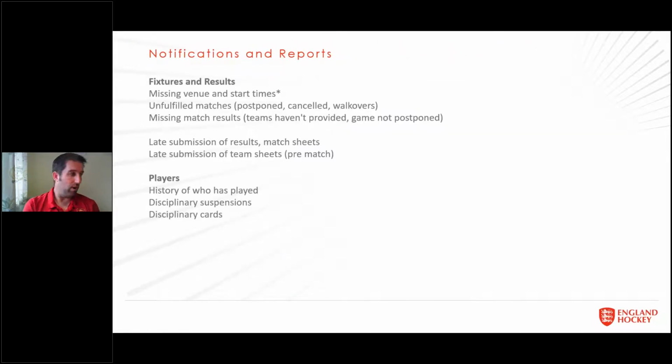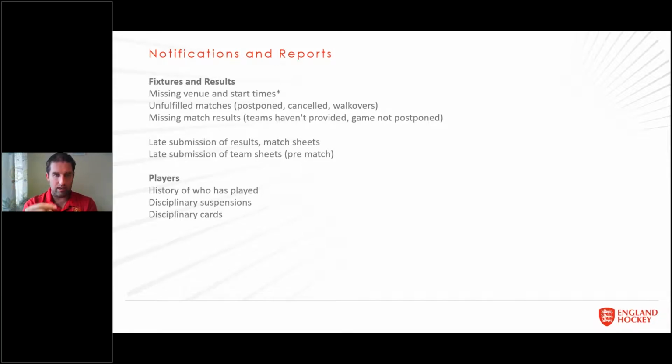Okay, one final bit is just around some of the reports and the information that are coming that will help you do your job. So I've alluded to it already, the missing venue and start times. That's going to be appearing within the notifications on your home screen. So when you first log in, that will appear as a list of fixtures that are missing venues and start times, only for the competition and the fixtures that you manage as a competition secretary. So that will appear there.